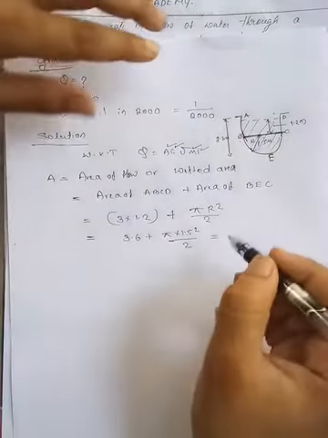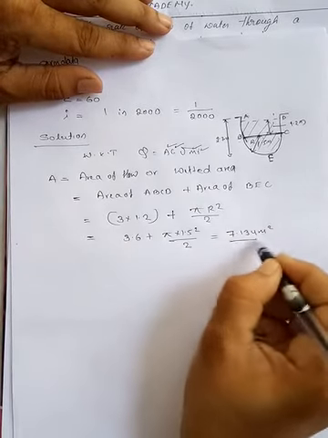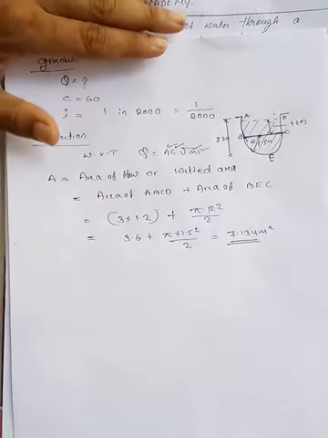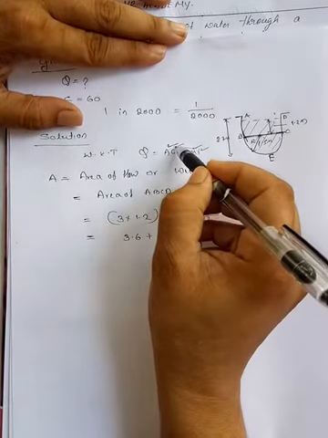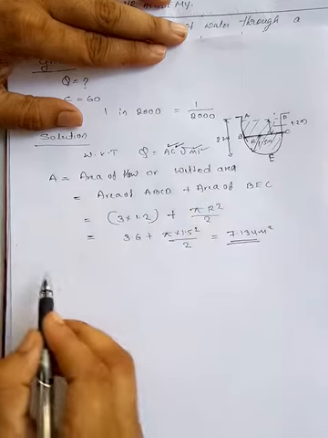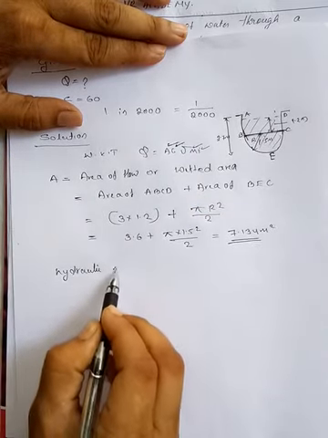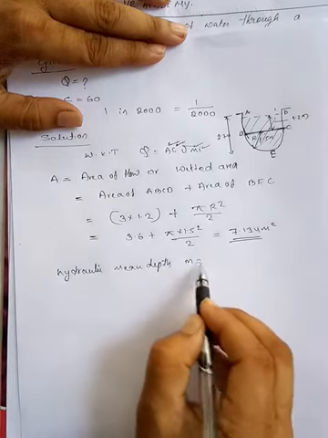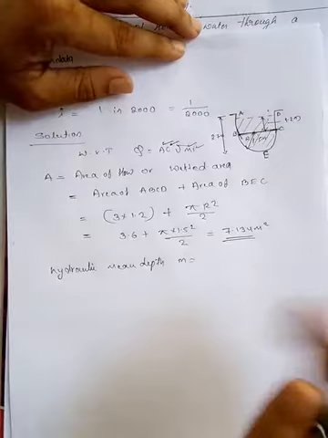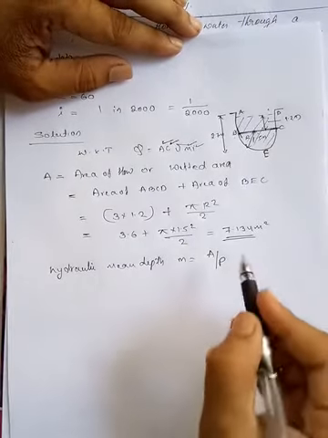Okay, it will be 7.134 meter square. Clear? Next, the wetted perimeter. You got the area, the Chezy constant, and next you have to find out the hydraulic mean depth, m. How to find the hydraulic mean depth? You know the formula: A by P. Hydraulic mean depth is equal to A by P.